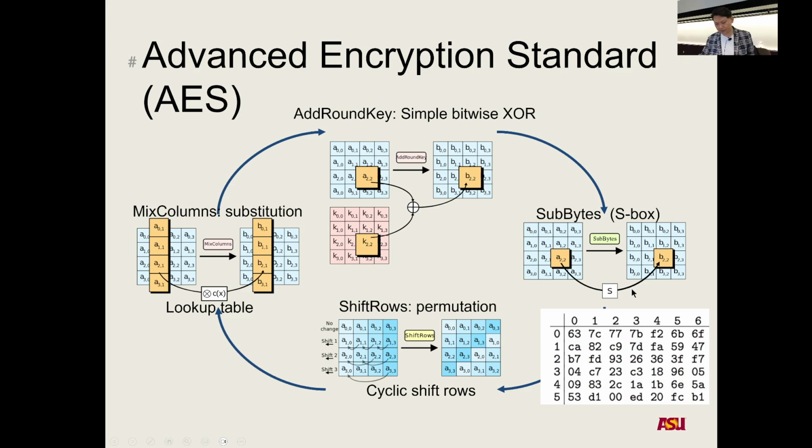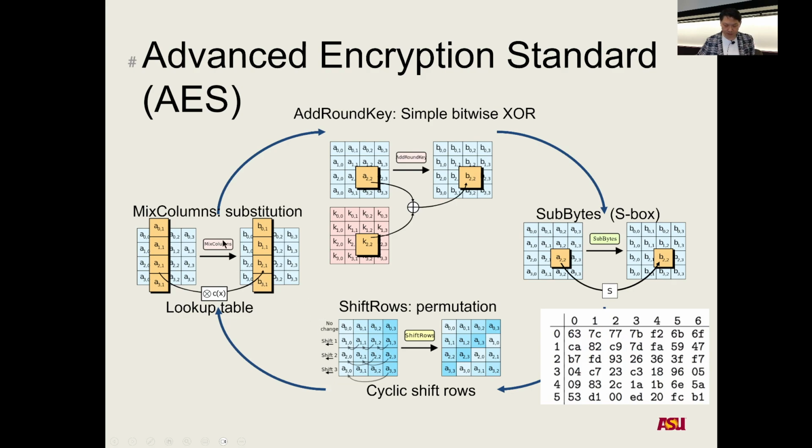So that is the substitution, and then the shift rows. You can see the first row is okay, no change. But the second row, they shift left one byte, right? The third row, they jump two steps, right? In this way, they shift rows. This is the jump, three columns, actually three cells, right? So this is shift rows.